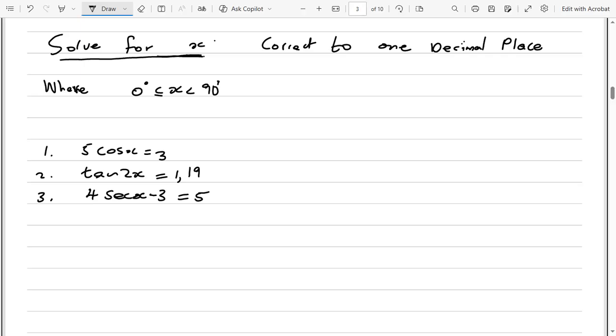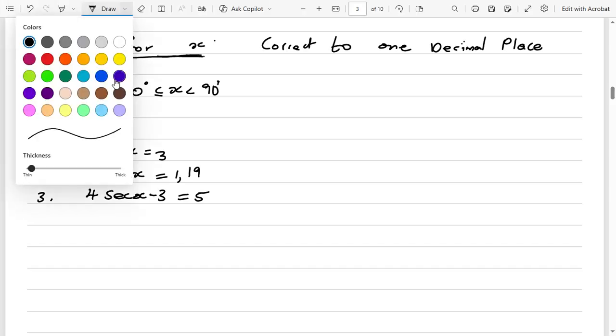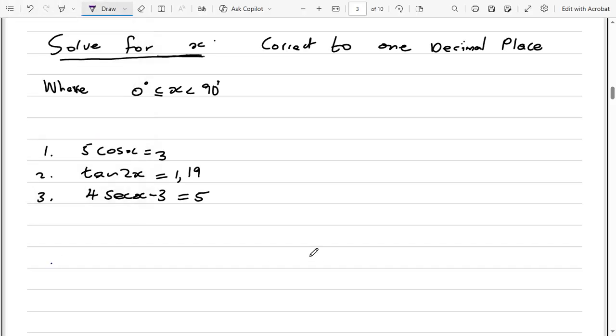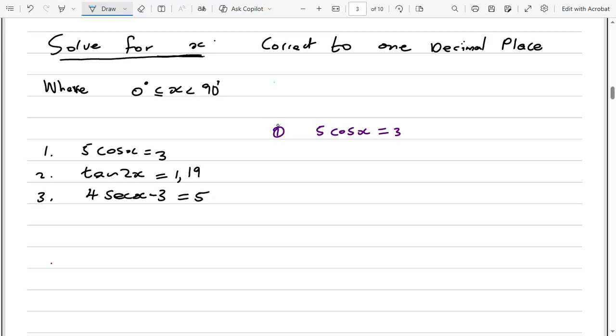Okay, so with the first one, this is just going to be an easy one. To solve for number 1, we say 5 cos x is equal to 3. The aim is to eliminate the 5 here. 5 cos x, you need to put it on one side.